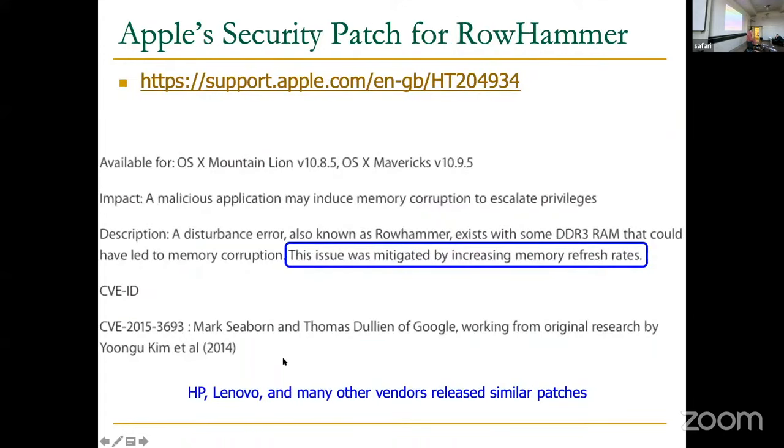What was employed in the field was increasing the refresh rate. This is the Apple security patch. Apple is nice because they actually credited the real research that they worked from. In the end, they increased the memory refresh rates, but they don't say by how much. Likely 2x, which is not enough to cover all of the bit flips that you can see, as we have seen earlier based on our testing. Because if they increase it by 7x or 8x, it's going to be a mess. It's going to be a lot of overhead.